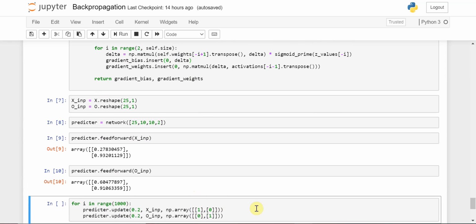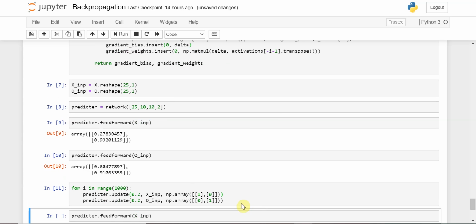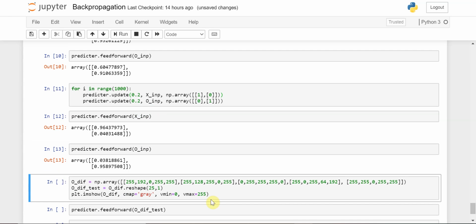To train our network, we just make an update towards the correct values for both X and O 1,000 times. Notice here that our eta is 0.2, but you can change it and get different results as well. Now, if we feed forward, our network has pretty good results. It's correct.